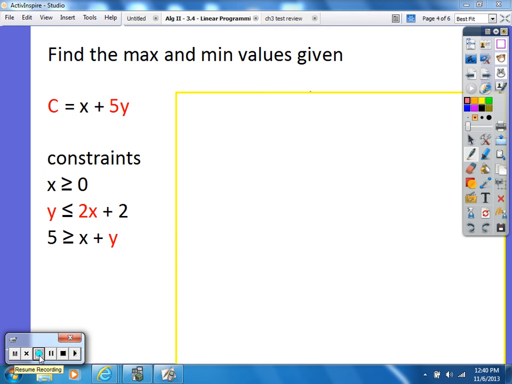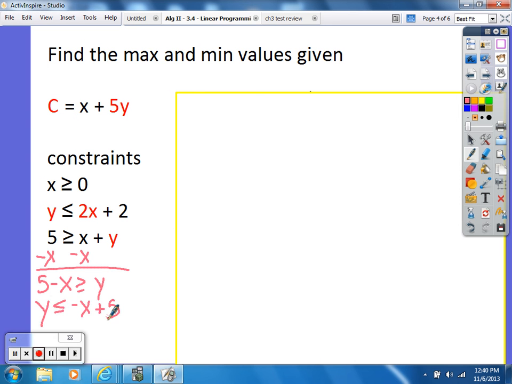So I'm going to go ahead and solve this bottom equation for y. And what I do is I subtract x from both sides. But I don't ever like my y to be on the right side. I always like it to be on the left side. So I'm going to reverse it. When I reverse it, I have to flip the sign also. And I'll write the negative x plus 5. And that way when I graph it, it's a little easier.